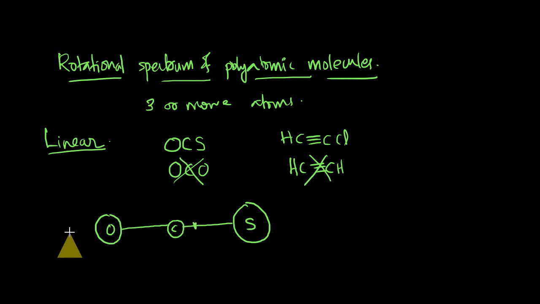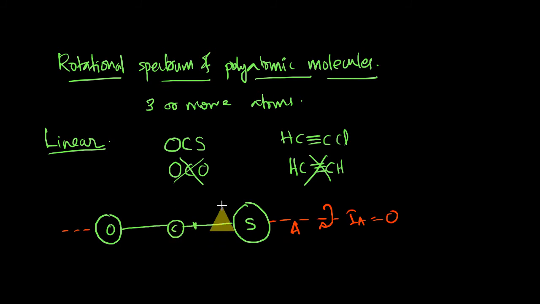Now we can consider some axes in this molecule. For example, let us consider this axis, the internuclear axis. If the molecule is rotating about this internuclear axis, its moment of inertia will be 0. Let me call this axis A. The moment of inertia about this axis is equal to 0, because during this rotation the atoms are not changing their position, so the moment of inertia will be approximately equal to 0.